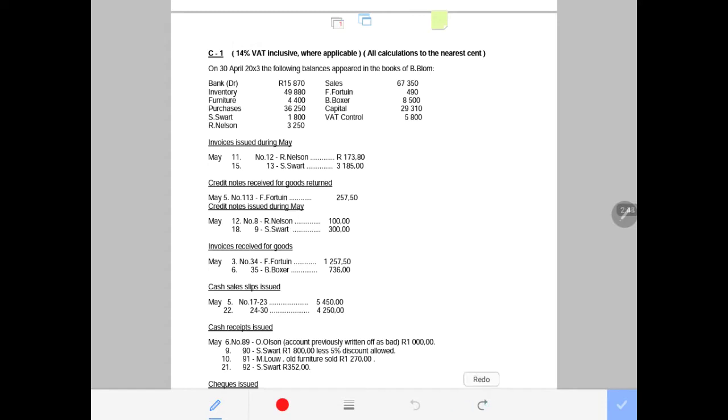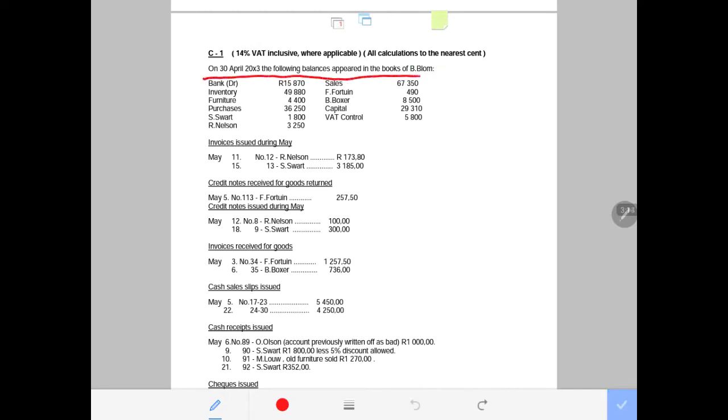Now we are given, first of all, opening balances at the end of the month of April 2003, and it says the following balances appeared in the books of B. Blom. So we are doing the books of B. Blom, meaning the company for which we are doing the cash receipt, payment, sales journal and purchases journal.